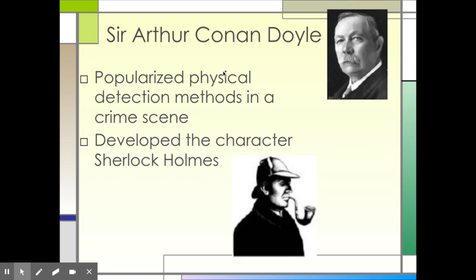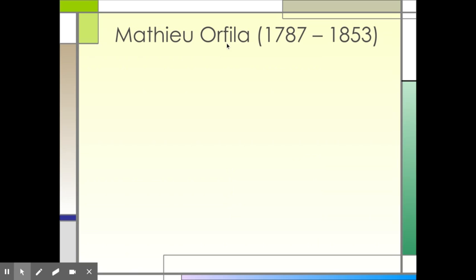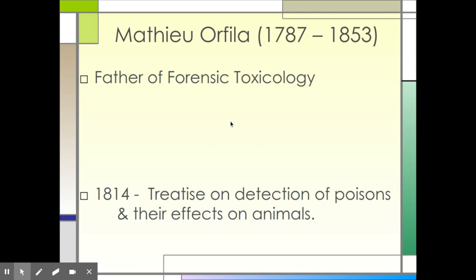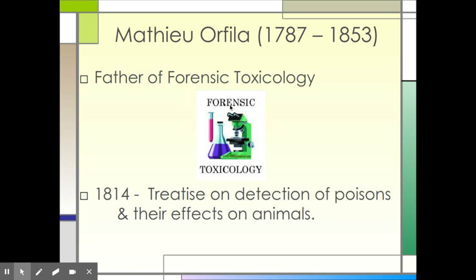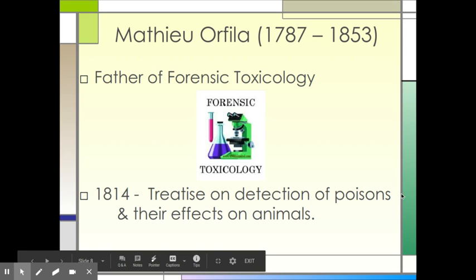I'm going to start with Matthew Orfila. He seems to be the father here of modern forensic science, 1787 to 1853. What he's doing is looking at the detection of poisons and the effects of poisons on different types of animals. So he starts this idea that we know there are different types of poisons out there.